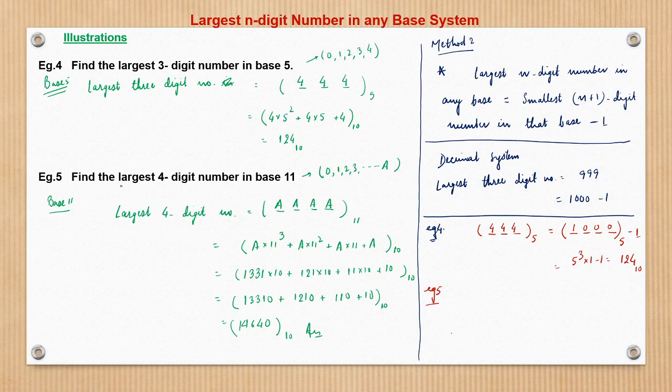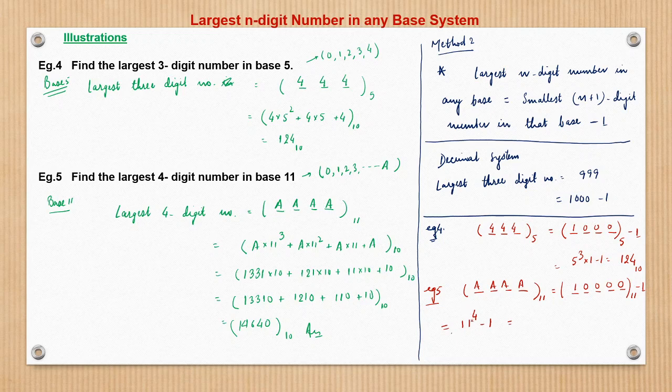Example 5 says largest four-digit number in base 11. So it is a four-digit number in base 11 and it has to be largest. So it will be nothing but A. That will be given by the smallest five-digit number in any base, which would be this only, minus 1, right? And now to calculate this is pretty simple. This is nothing but 1 into 11 raised to power 4, minus 1.